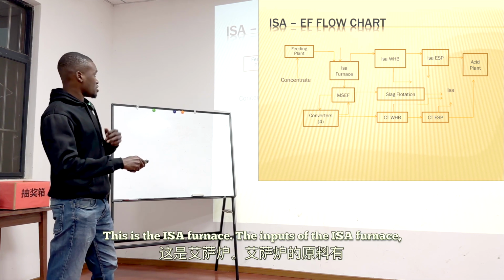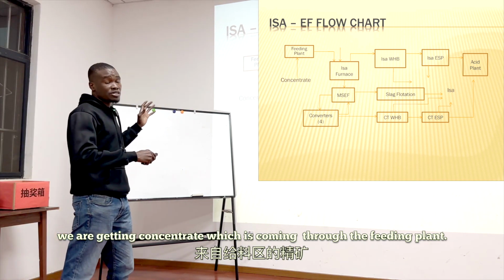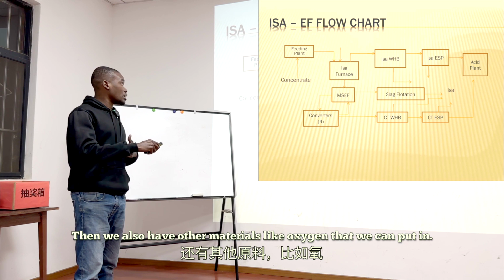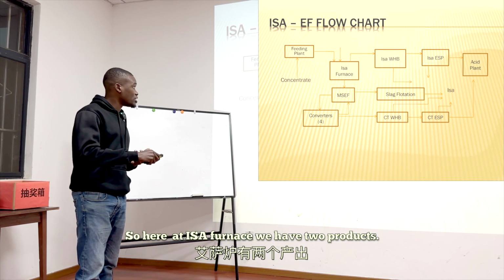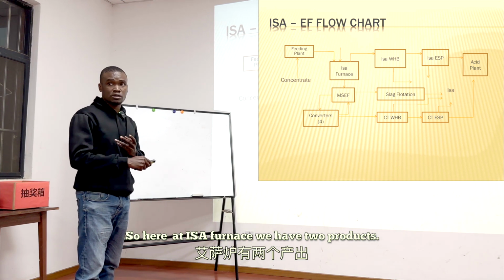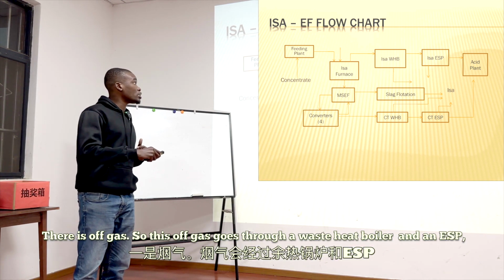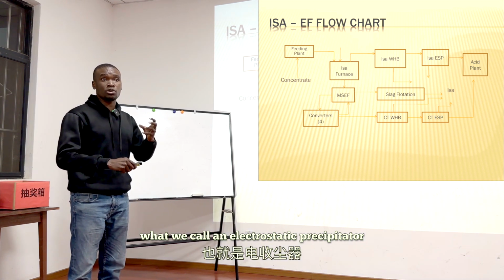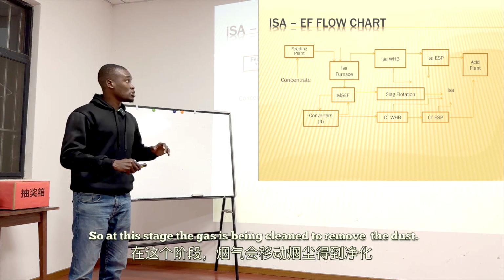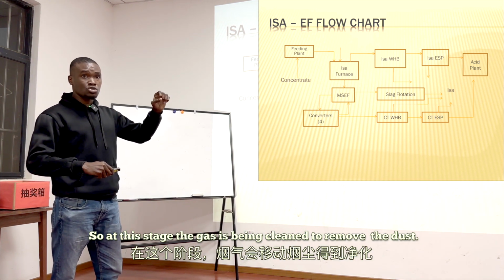The input to the ISA furnace is concentrate, which is coming through the feeding plant. Then we also have other materials like oxygen that we can put in. Here at the ISA furnace, we have two products. There's the off gas. This off gas goes through a waste heat boiler and an ESP, what we call an electrostatic precipitator. At this stage, the gas is being cleaned to remove the dust.